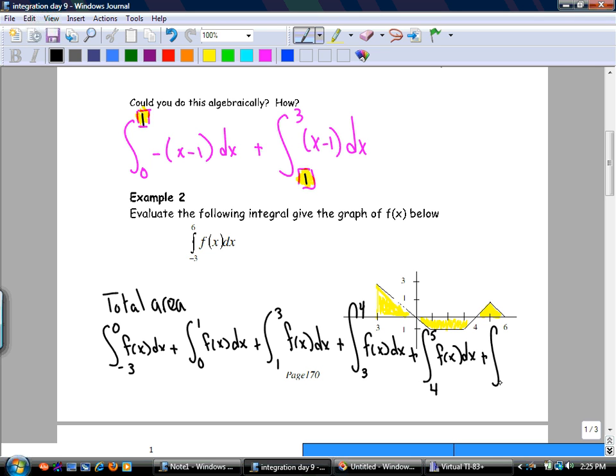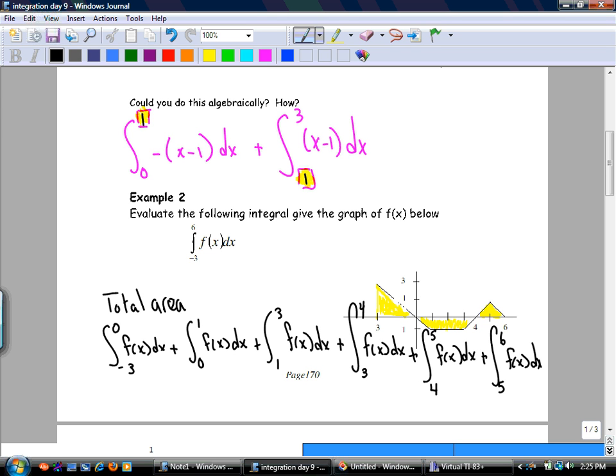And then you would have to finally do the area from 5 to 6. So do we hate piecewise functions? Now why am I breaking it up at those points? There's two reasons why I'm breaking them up there.